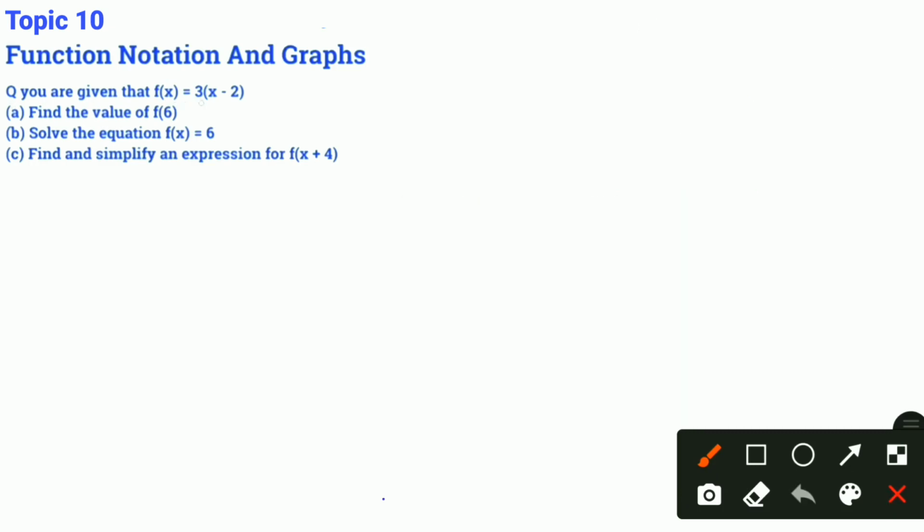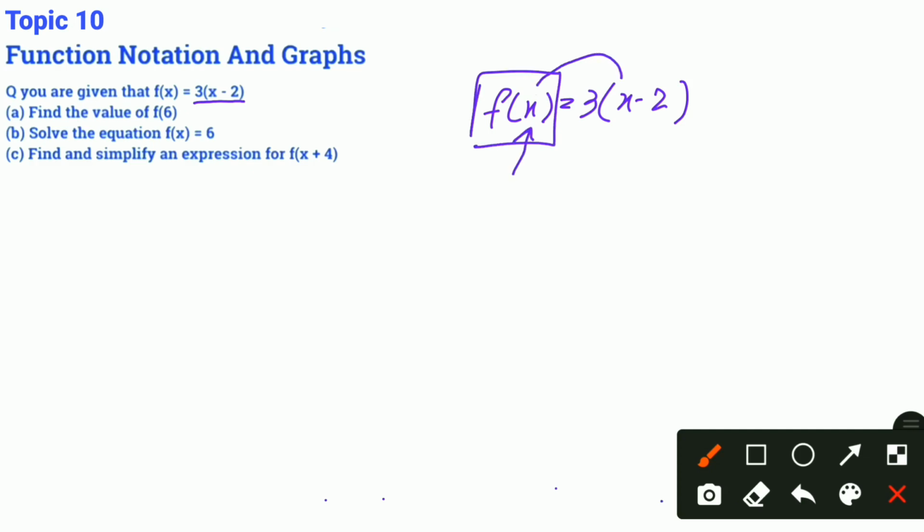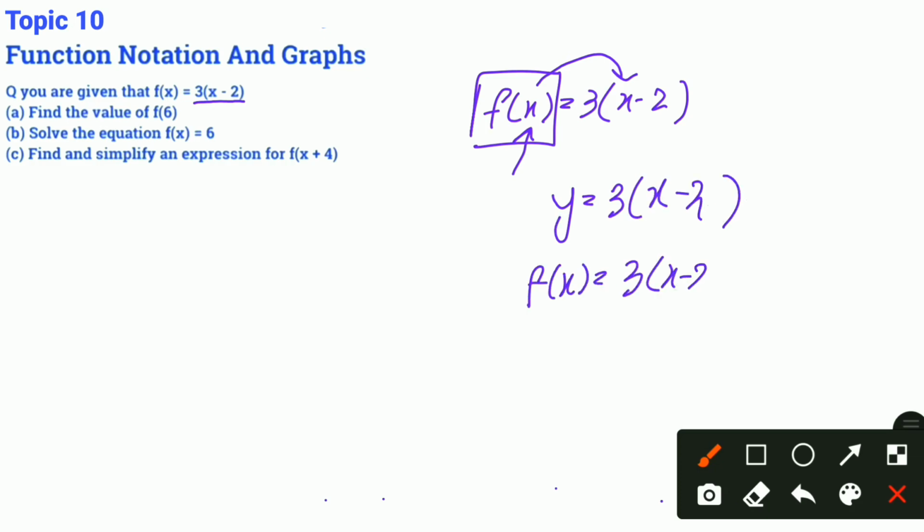The question is, you are given that f(x) is equal to 3x minus 2. Find the value of f(6). So what does this denote? It means that if I put the value of x, it will come down here. It's the same thing as y is equal to 3x minus 2; you just replace y with f(x). When you put a value of x, it will come here.